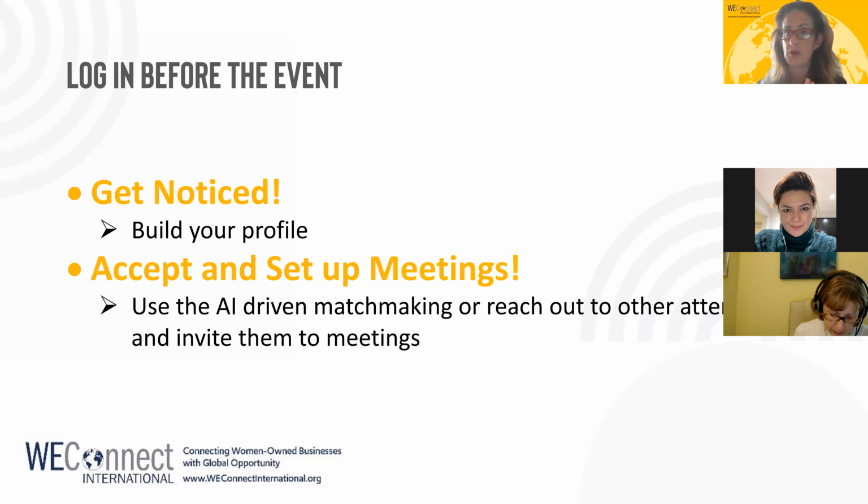It's just a matter of uploading those into your profile, choosing the keywords that are going to help the artificial intelligence suggest matches for you, and also keywords that will allow other people to find you and invite you to meetings. Then I would recommend once a week, go into the portal and accept meetings that are suggested to you by the artificial intelligence. If you're interested in the meetings, you do not have to accept meeting requests. You can also set up meetings. You can look for people that are providing a product you're looking for, or who are seeking a product you're offering.